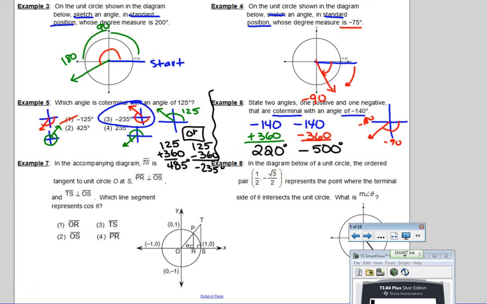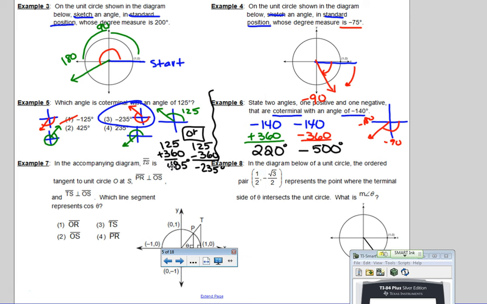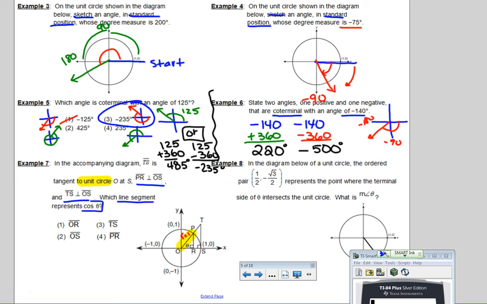Okay, in problem 7, they tell you that you are working with a unit circle, and again, they'll always bring that up a lot so that you realize that we're talking about our basic trig unit circle. All right, so here's our unit circle. It means that this radius is 1 from here to here. Then they tell you that these segments are perpendicular, just to make sure you realize there is a 90-degree angle there, which they do demonstrate in the diagram. And they want to know which line segment represents cosine theta.